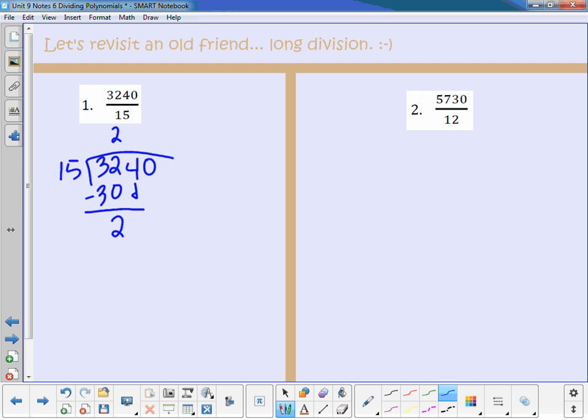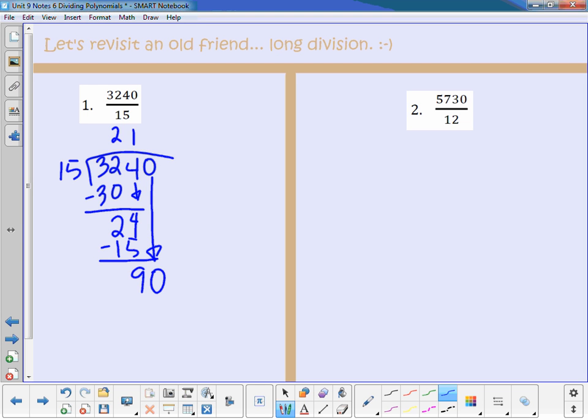And I do it again, bring down the 4. So now I'm looking, can 15 go into 24? And yes, it can. It can go in 1 time. So I put a 1 up there, multiply. 1 times 15 is 15. Subtract. I have 9 left over. Do it one more time for the 0.